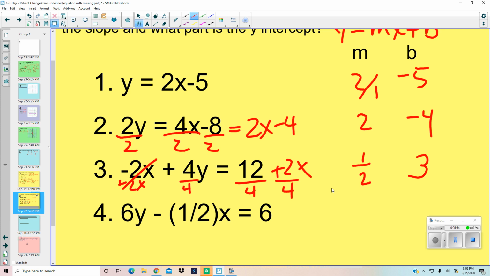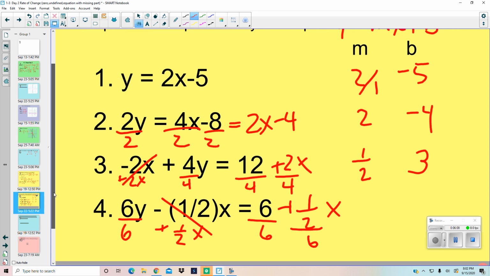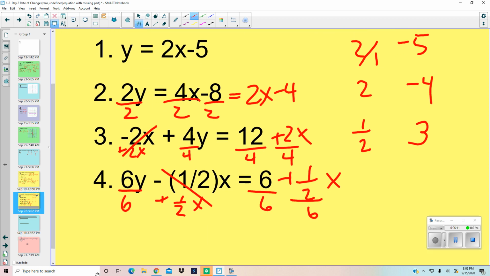Fractions. First, I'm going to add 1/2 x. So that's gone. Then I'm going to divide by 6. So 1/2 divided by 6 is going to give me, well, first of all, this 6 over 6 is 1. And then 1/2 divided by 6 is really going to be multiplied by the reciprocal. So I would have 1/12. So 1 plus 1/12x. So my slope would be 1/12, and my y-intercept would be 1.